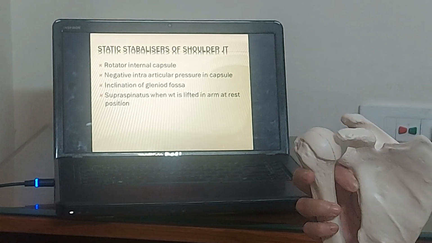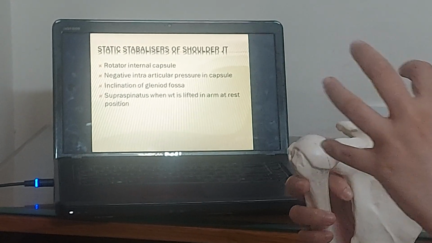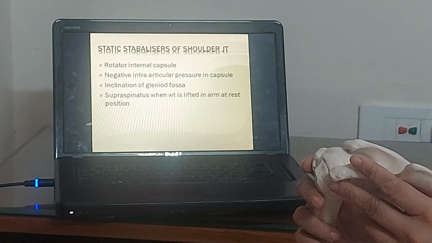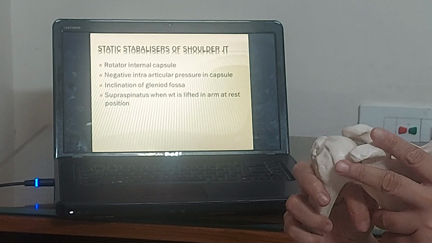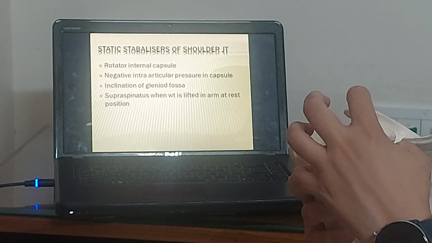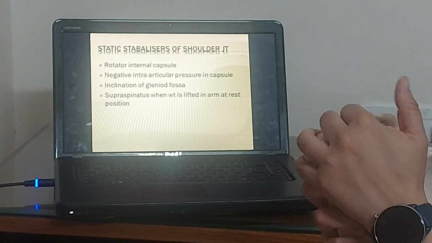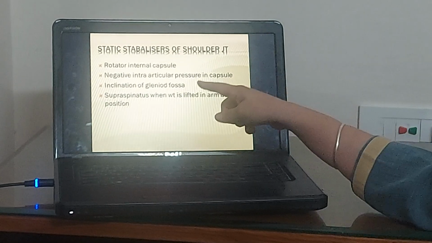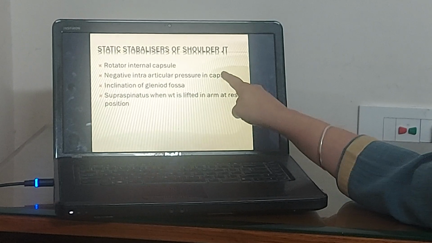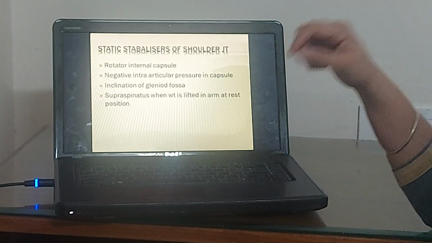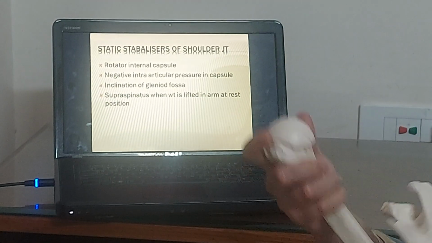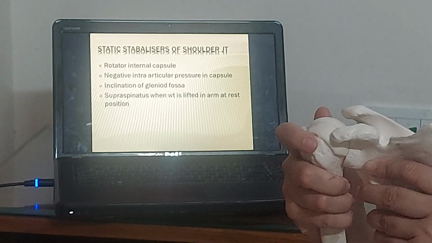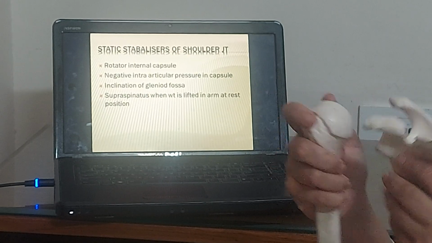Have you seen this suction band, magnets, or suction cups which we use in therapy also? So this capsule is basically attached to the head as a suction cup, and it prevents the movement of the head. So this negative intra-articular pressure created by the joint capsule is also responsible for maintaining the congruency of this joint when the arm is lying at rest beside the trunk.